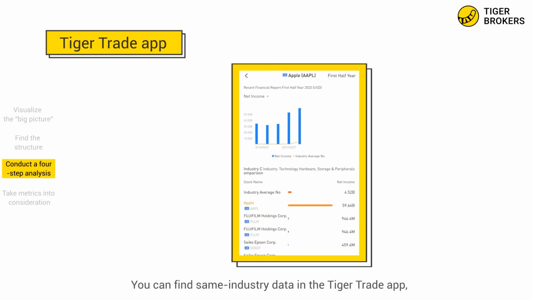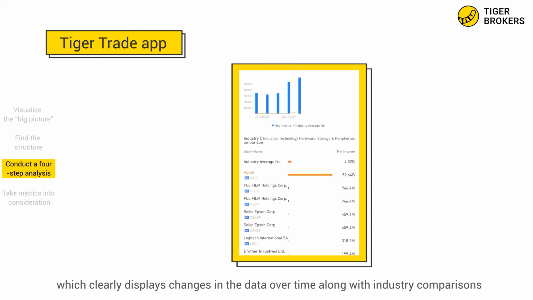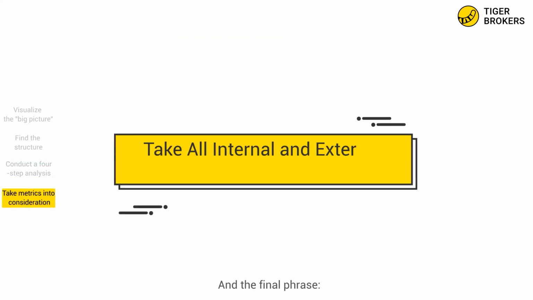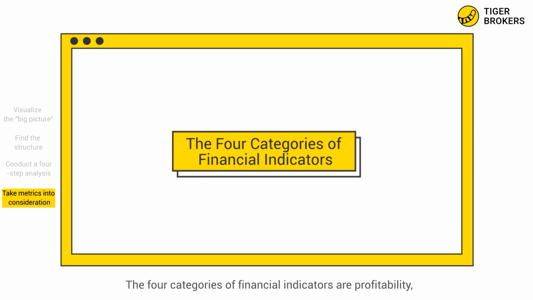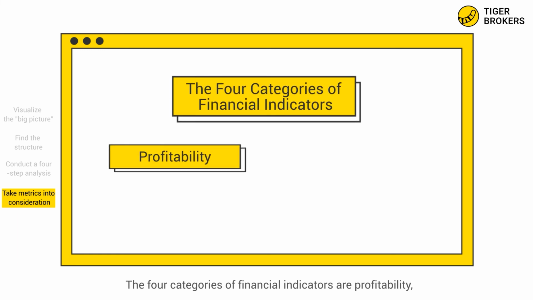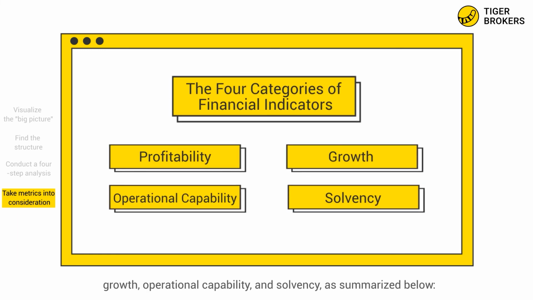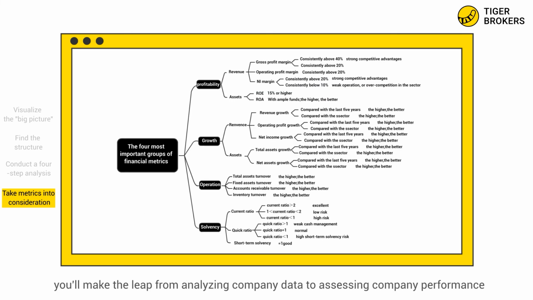You can find same industry data in the Tiger Trade app, which clearly displays changes in the data over time along with industry comparisons. And the final phrase: take all internal and external indicators into consideration. The 4 categories of financial indicators are profitability, growth, operational capability, and solvency, as summarized below. By using these 4 main financial indicators, you'll make the leap from analyzing company data to assessing company performance.